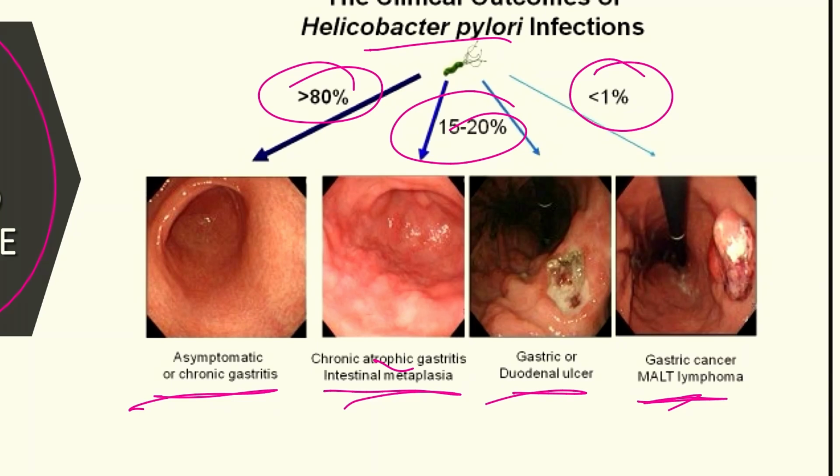So the majority of people with H. pylori, maybe a little bit of gastritis, but they'll be fine. 15 to 20% will have an active infection, ulceration. Less than 1% will have the cancer form.